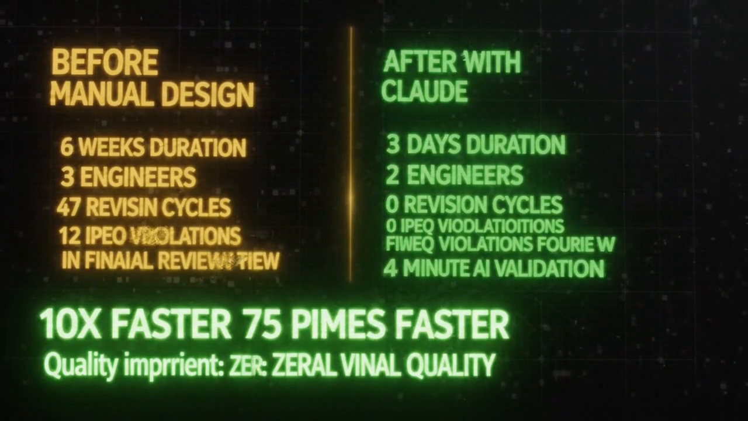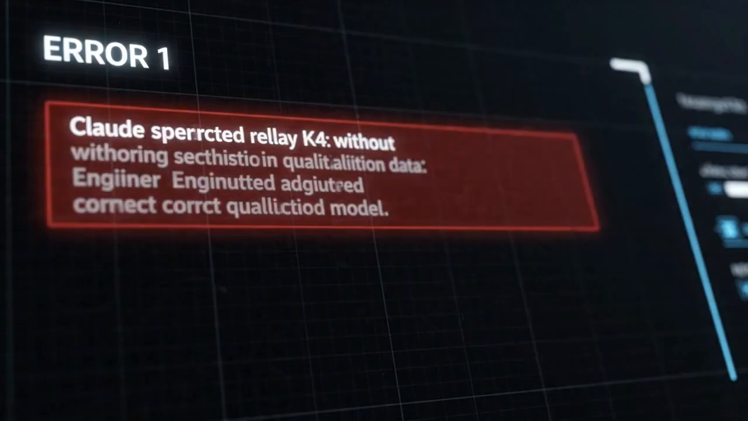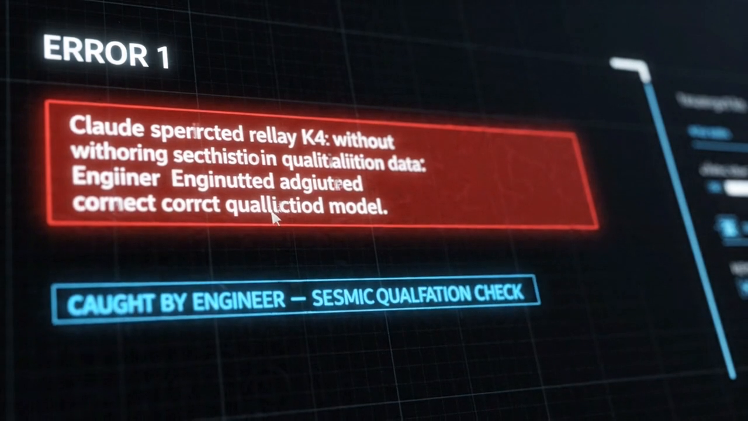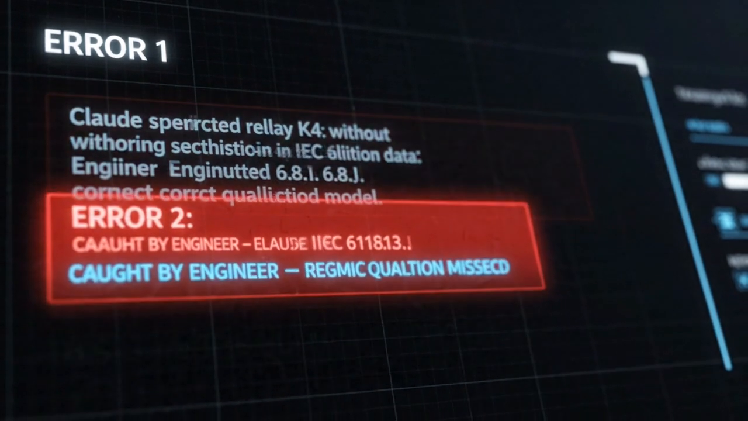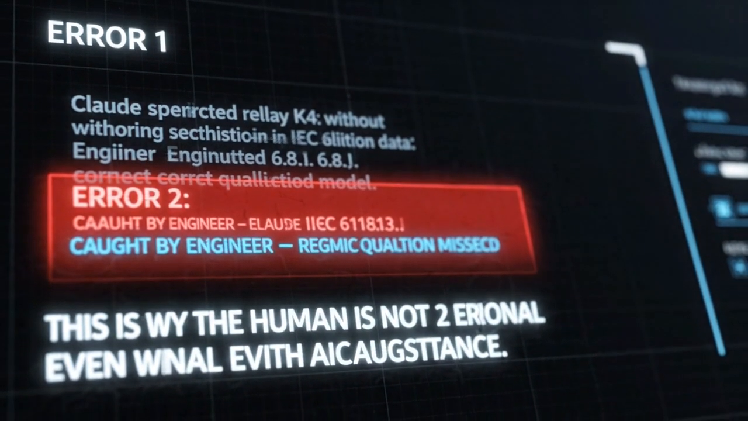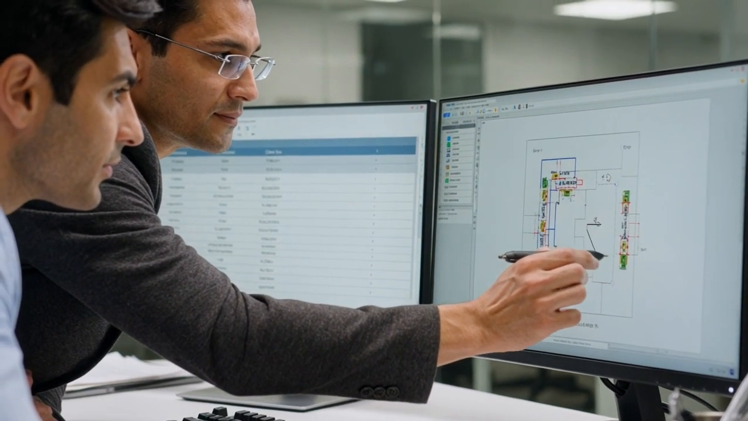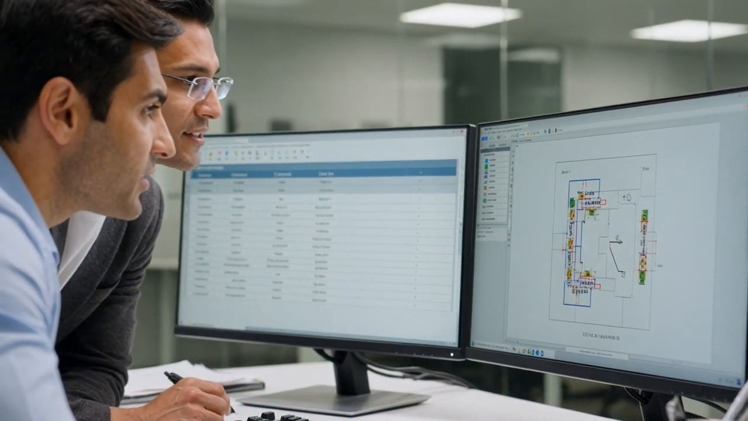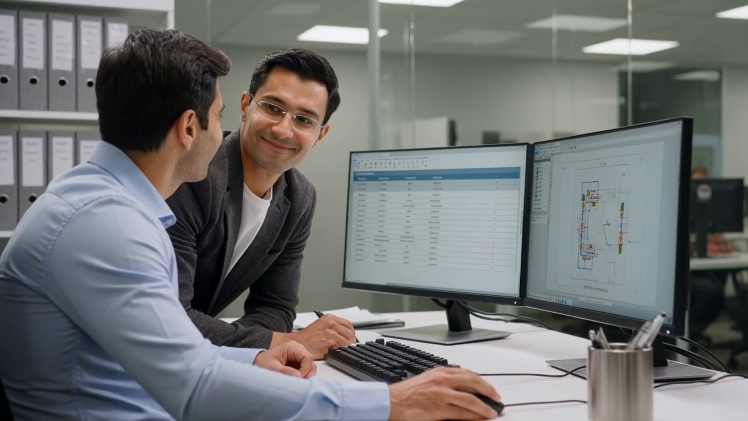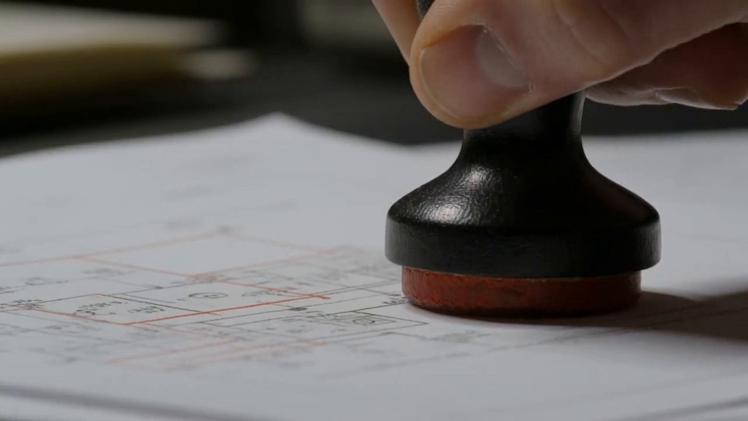The AI generated the initial circuit logic, component selection, and IEEE compliance table. The engineers reviewed every decision, caught 2 AI errors, and approved the final design. Speed gain, 10 times. Final IEEE violations, 0.